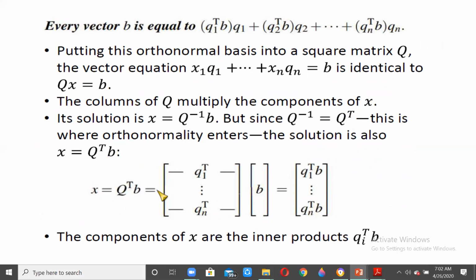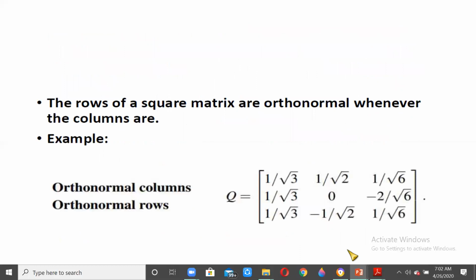That is written like this: X equal to Q transpose B, where Q transpose is written like this and is multiplied by B, and we will just get this. So the components of X are the inner products Qi transpose B. We see that the rows of the square matrix are orthonormal whenever the columns are. If you take the length of a column, it will be 1, each column. Similarly, if you take the length of each row, again it will be 1. So therefore we see that the rows of the square matrix are orthonormal whenever the columns are.